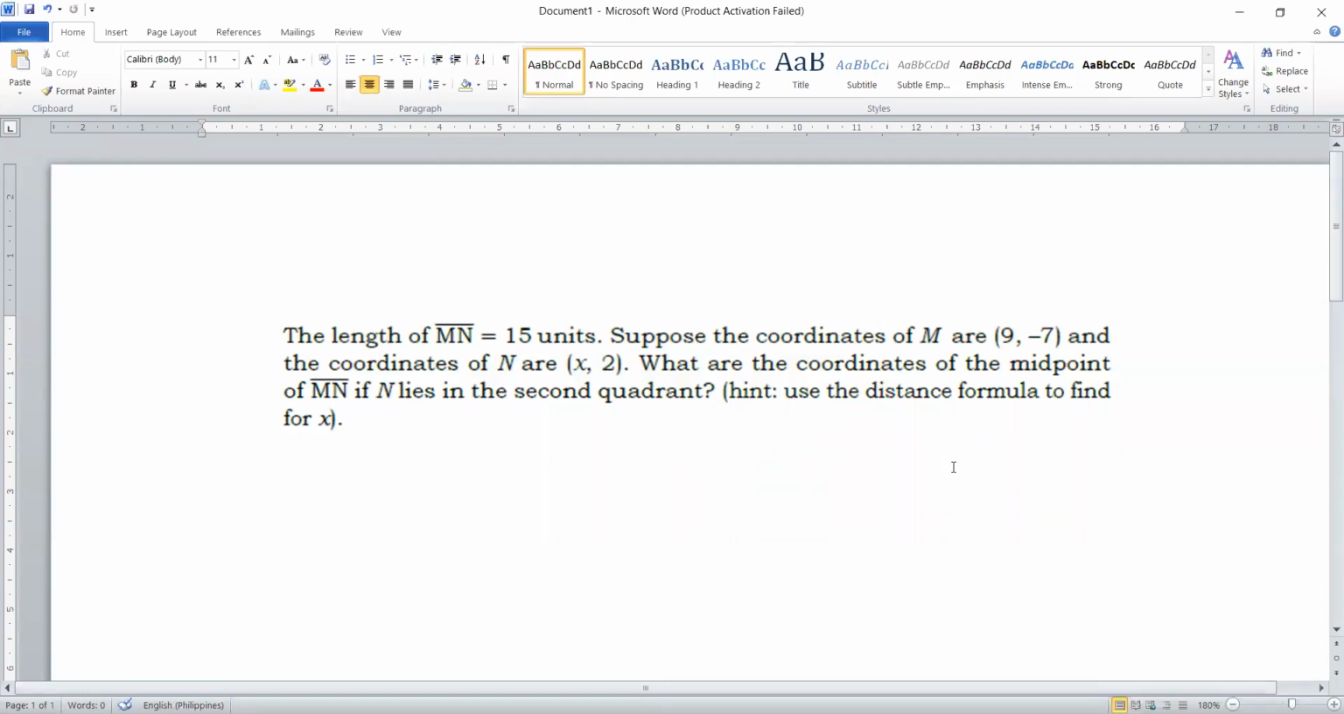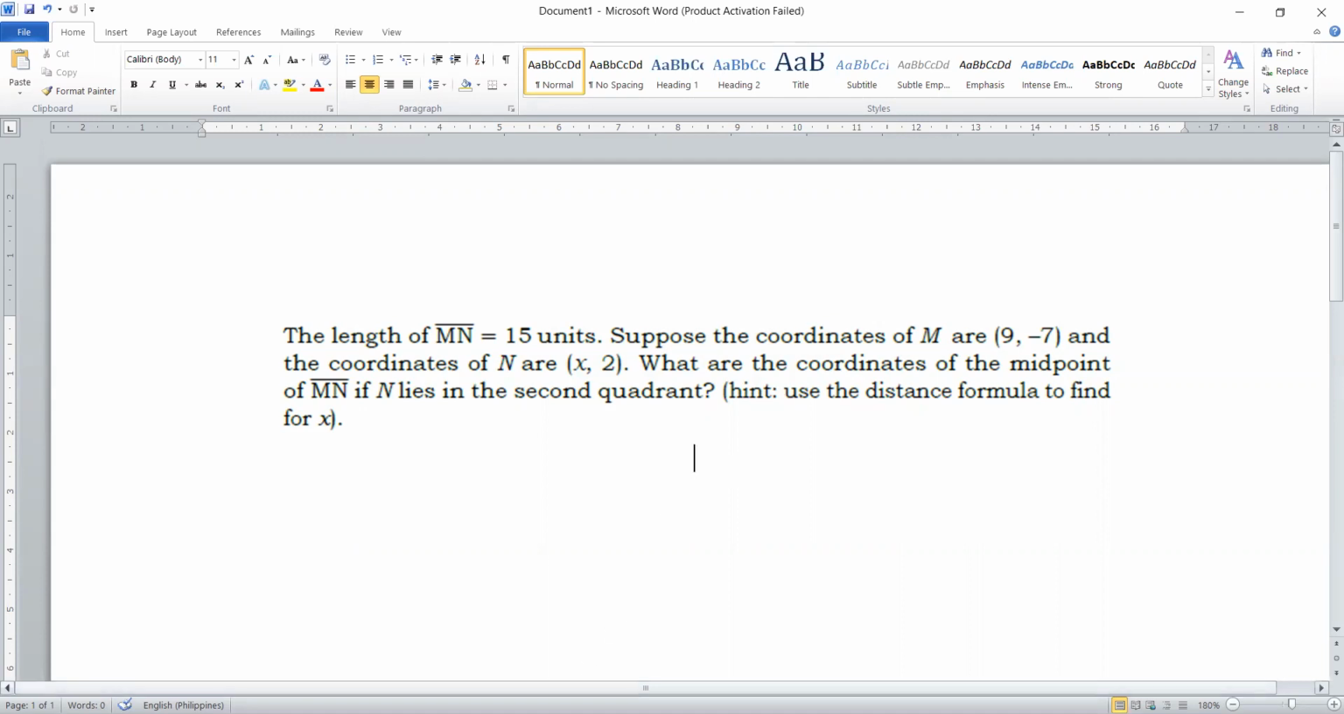So let's solve this activity. The length of line segment MN is equal to 15 units. Suppose the coordinates of M are (9, -7), and the coordinates of N are (x, 2). What are the coordinates of the midpoint of line segment MN if N lies in the second quadrant? So there's a hint: use the distance formula to solve for x.